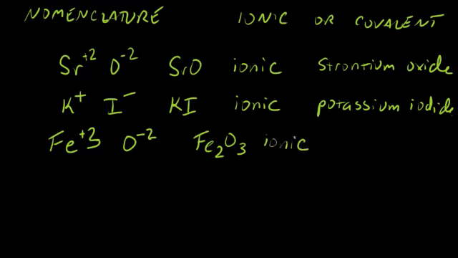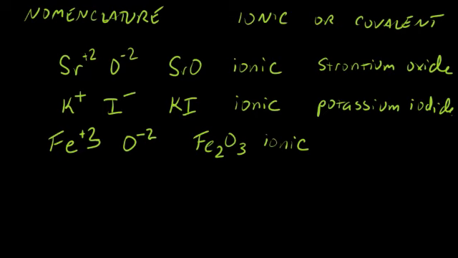But we can just generalize it too with the space between them on the periodic table. They're very far away. So if we have a metal and a non-metal bonding together, it's likely going to be ionic. If we have two non-metals bonding together, likely going to be covalent. So what's the name of this?